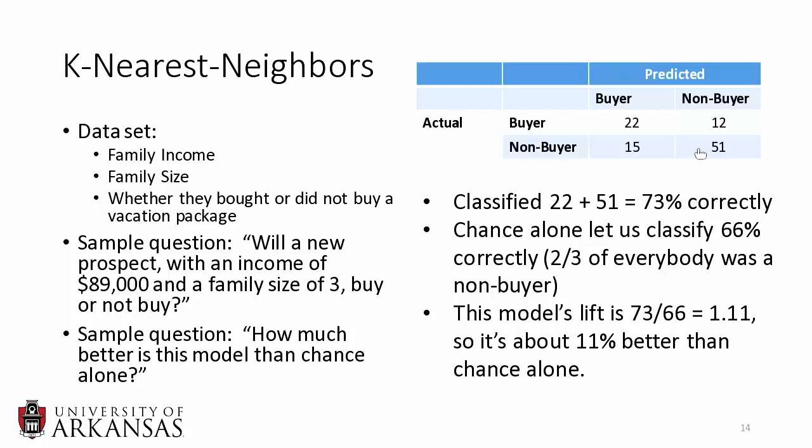If we didn't have a model, we would just have to go with chance alone. And we would say, well, 66% of this data set is not a buyer. So I'm just going to guess everybody's not a buyer. It's kind of a pessimistic way to go through life, but we would say about 2/3. So in this case, our model's doing better. We can classify 73% correctly, whereas chance alone would just say 66%. So this model's lift is about 73 over 66, or about 1.11. So you say it's about 11% better than chance alone. So if this were in the real world, people would be ecstatic. Any kind of lift above about 5% is considered very good for a model.